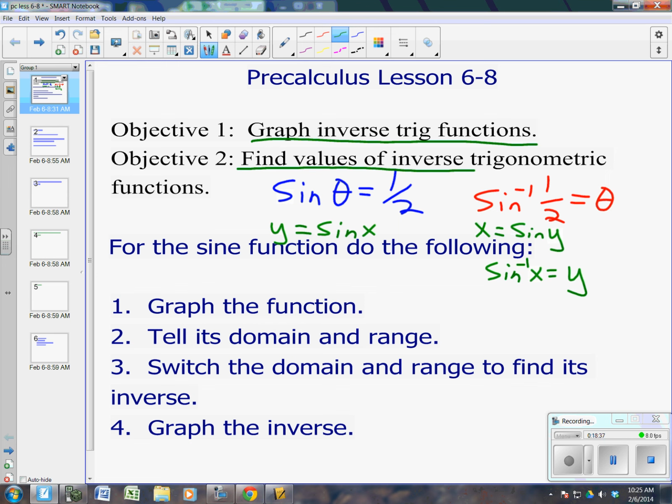For the sine function, I want you guys to do the following. Graph the function. Everybody graph it into your calculator. Y equals sine of x. Tell its domain and range. Switch the domain and range to find its inverse and graph the inverse. I'm going to give you guys a few minutes in your groups. I want you to see what that's going to look like. See if you can come up with that in your groups.